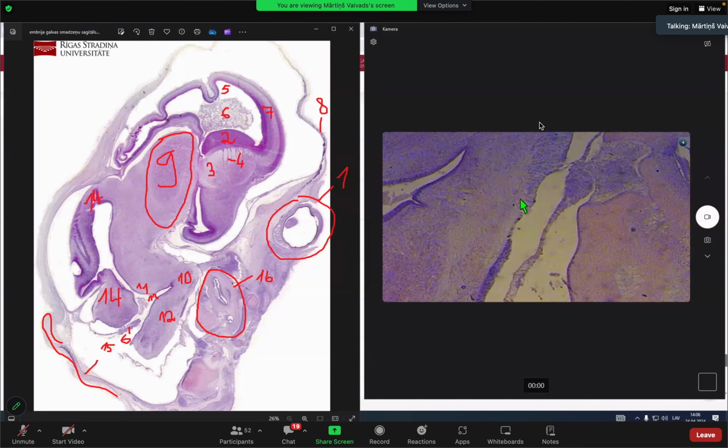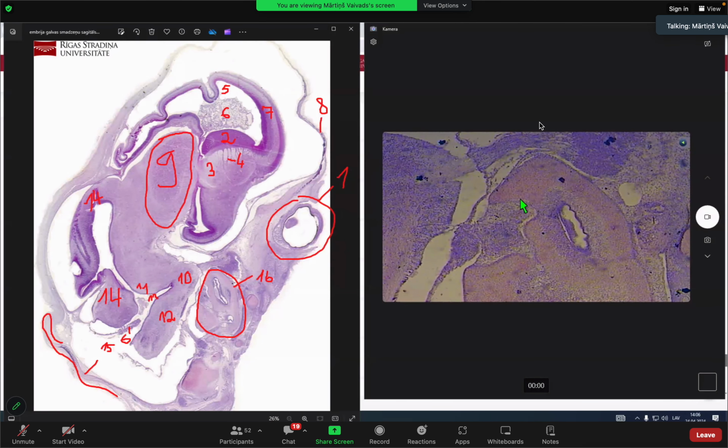Let's go back close to the pons, and you see hyaline cartilage in front of the pons. Ear cartilaginous capsule, or inner ear development. So this hyaline cartilage here, the inner ear is developing. That's 16.